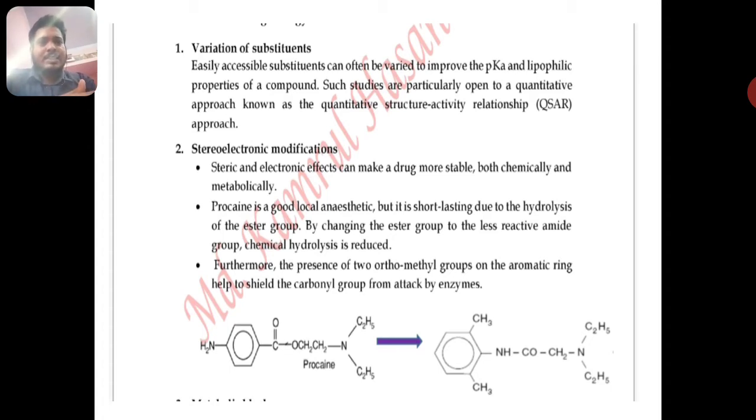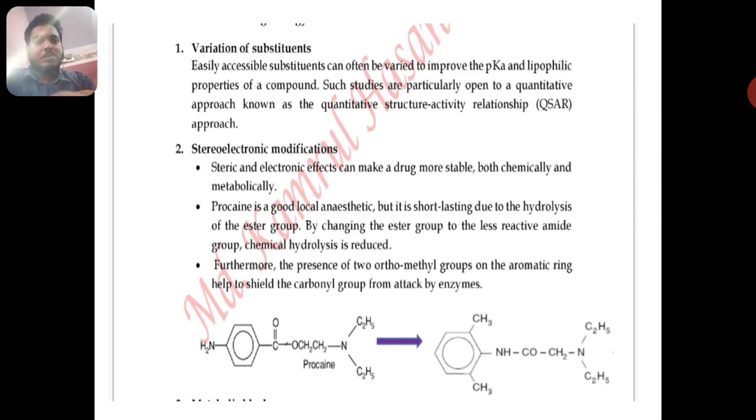Stereoelectronic modification is a way in which we can help a drug to be more stable both chemically and metabolically. For example, procaine is a good local anesthetic, but it is short lasting due to the hydrolysis of the ester group. So changing the ester group to the less reactive amide group, chemical hydrolysis is reduced. Lidocaine is formed from procaine. Lidocaine is not short lasting. It reduces the drawbacks of procaine.